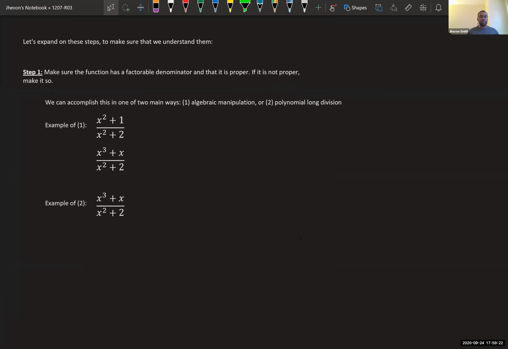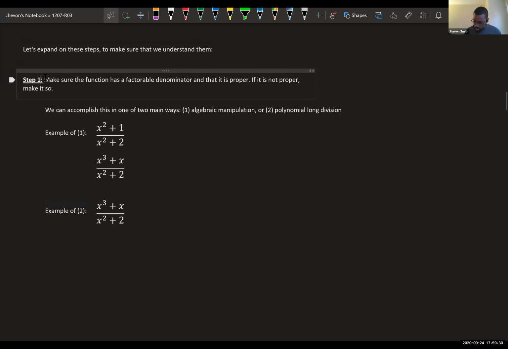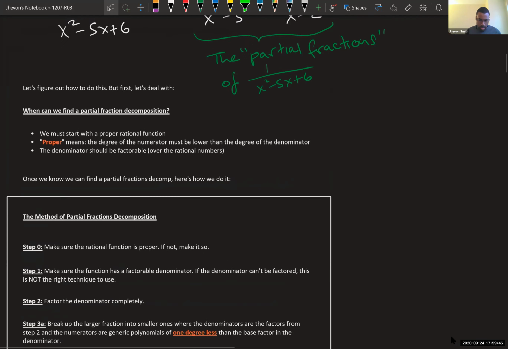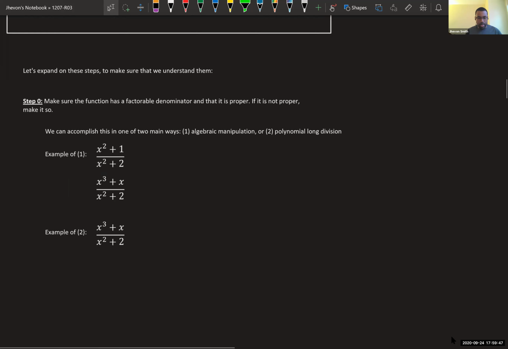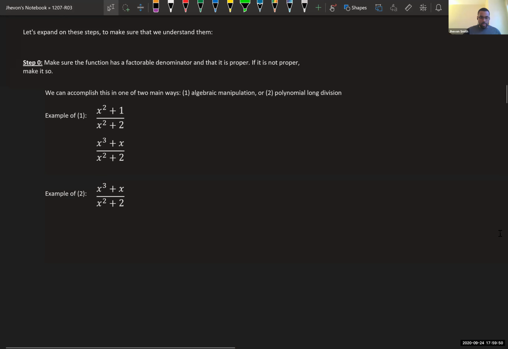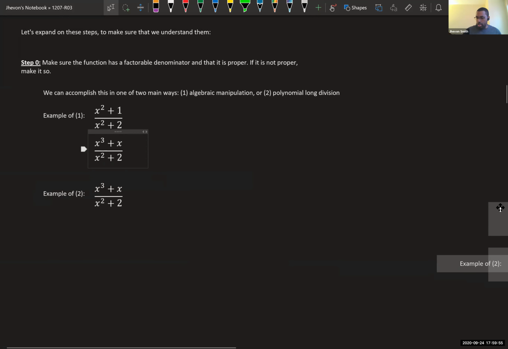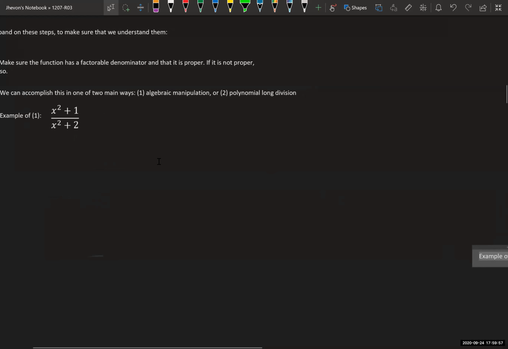All right, so let's expand on this. This is actually step 0. Make sure that it is in proper form. What does proper mean? Like I said, I typed that in the notes somewhere. Yeah, proper means the numerator has a smaller degree than the denominator.